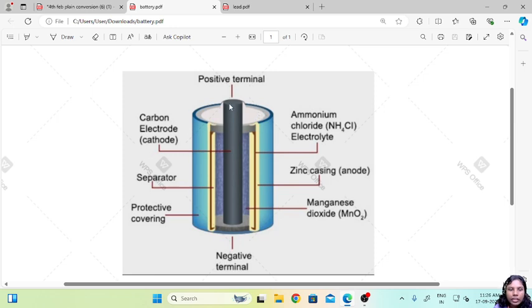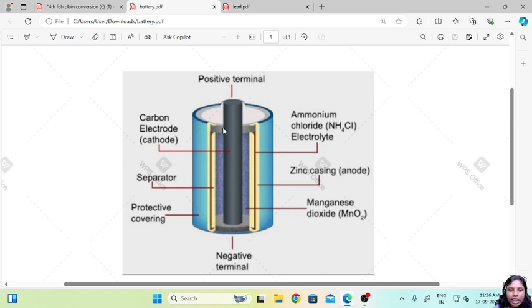In between we have the carbon electrode, that is the cathode, and at the sides we have the ammonium chloride electrolyte. So there is some kind of solution present, which is the ammonium chloride solution. Then we have a separator. Then there is a zinc casing, that is the anode.